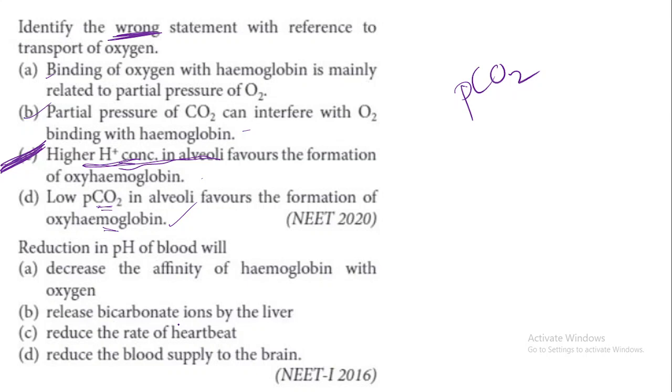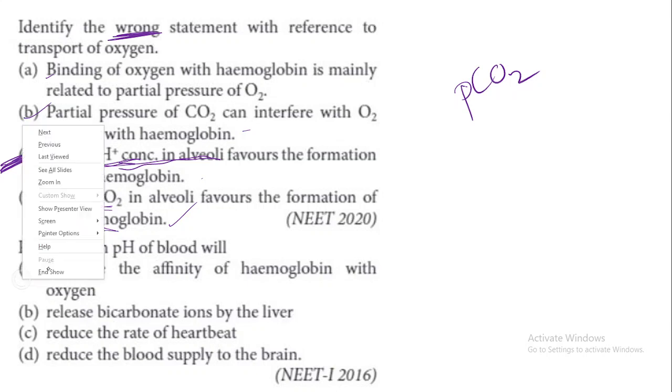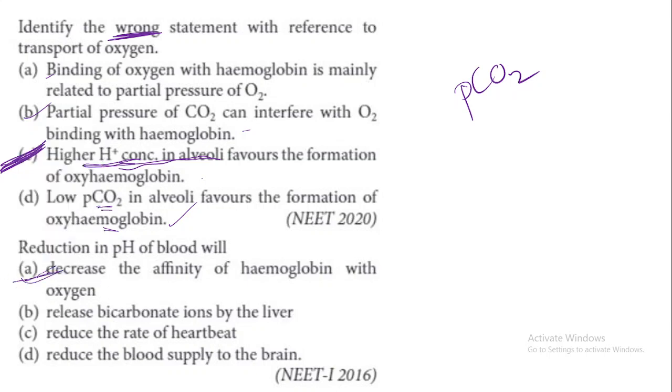So when the blood is acidic, what exactly happens? When the blood is acidic, there is a decrease in the affinity of hemoglobin with oxygen. Release of bicarbonate ions in the liver will act as a buffer. Bicarbonates act as buffer, because H plus ions, when they are supported by HCO3 minus, the buffering takes place where CO2 plus H2O is released.